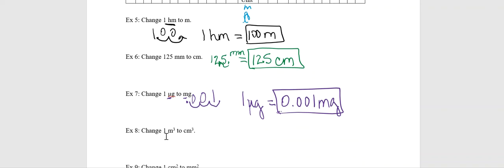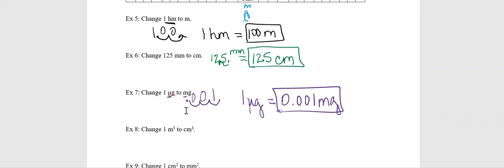Now, you'll notice on this one in number 8, change 1 cubic meter to cubic centimeters. Everything we've done before has been just to the power of 1. Since it's to a power of 3, whatever movement I do, I have to do it 3 times. In number 9, they're squared, so on that problem I have to do whatever twice. So the exponent is telling you to do it that many times.